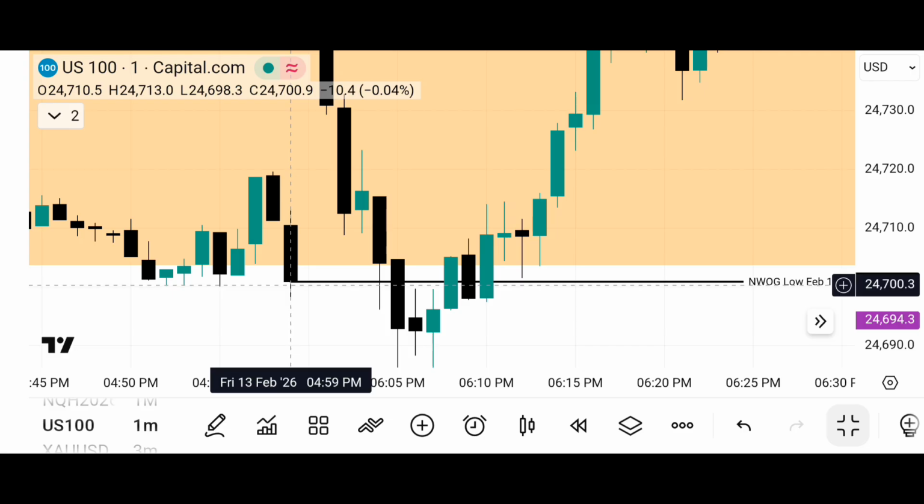Now this is the low. What's the close of this candle? 24,700.9, and that's where this line was drawn.